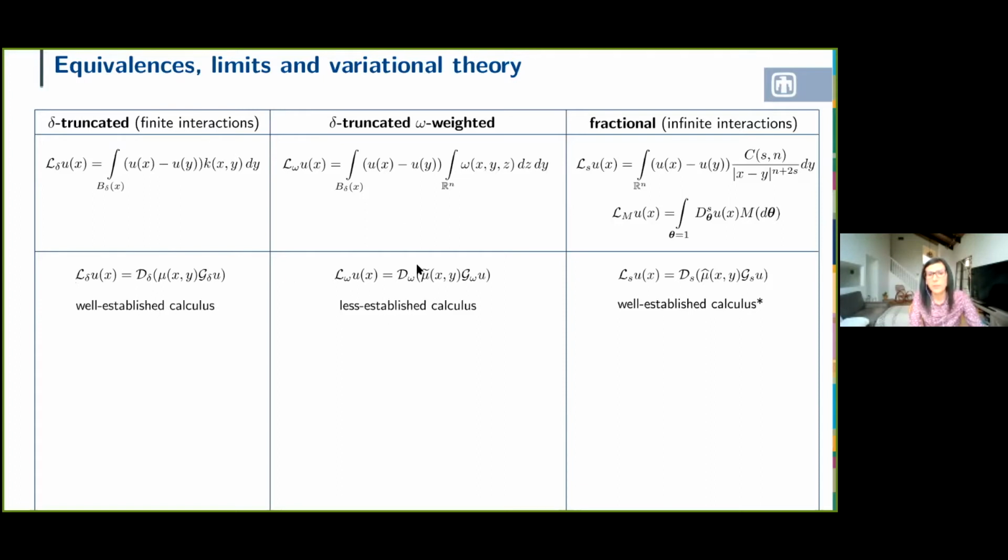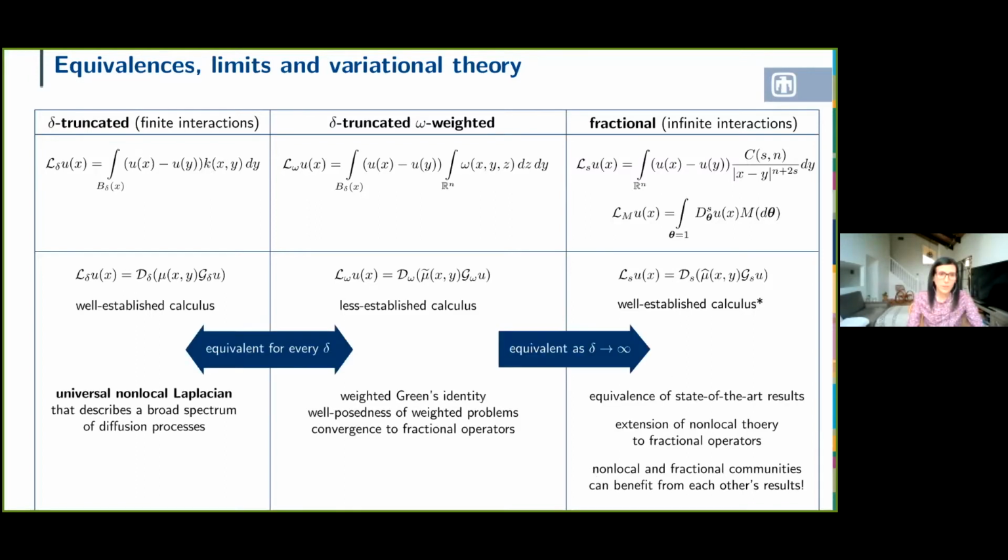However, there are some results in the context of peridynamics. For truncated operators where the kernels are peridynamic kernels, for example, there is quite some theory. For the fractional operators, which are probably as old as their integer counterpart, there is a well-established calculus. The reason why I put a star here is because, as I said earlier, there are different types of fractional calculus theories in the literature, and there are still actually some missing pieces.